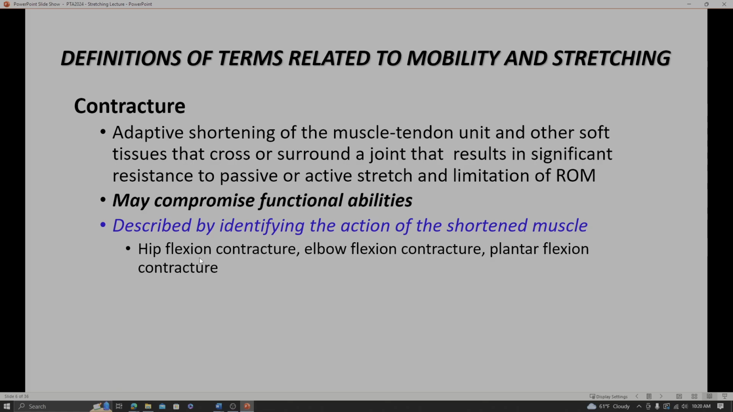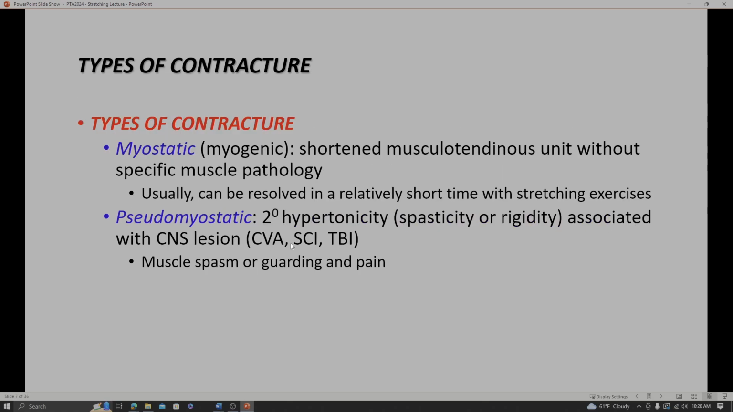So if you have a hip flexion contracture, it means that you have a contracture of the hip flexors, of the iliopsoas, right? If you have an elbow flexion contracture, it means that you have a contracture of one of the flexors of the elbow, like brachialis or biceps brachii, right? So that's how we name them.